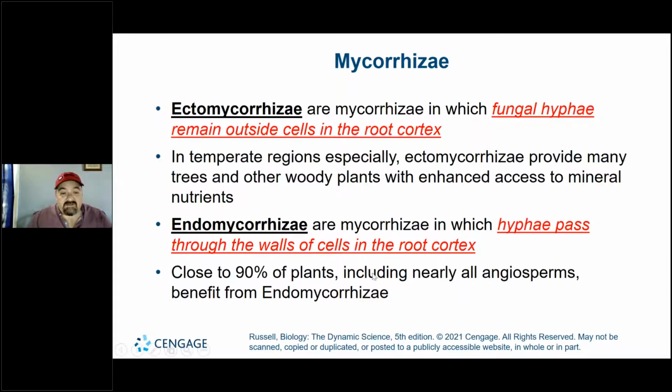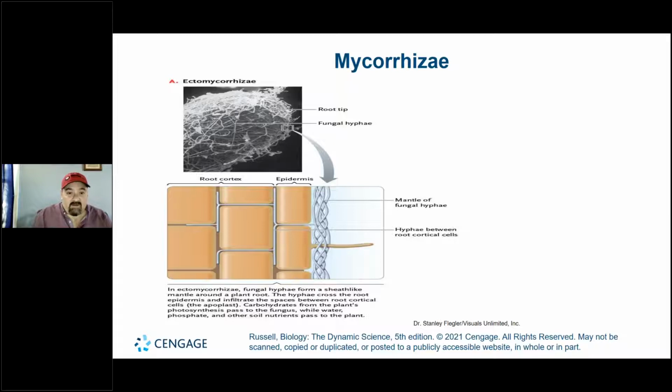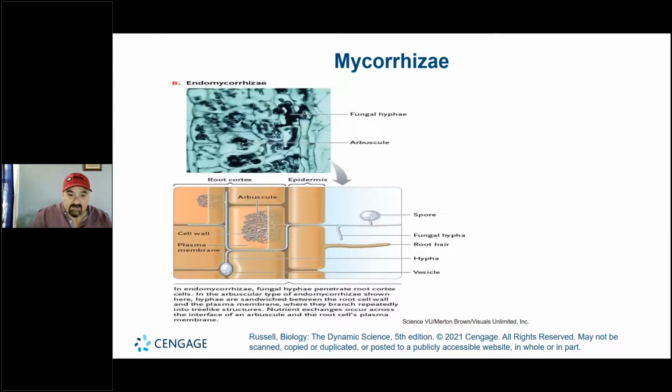Close to 90% of plants, including nearly all angiosperms, benefit from endomycorrhizae. The hyphae actually pass through the walls of the cells in the root cortex itself, in the roots themselves. So there is this healthy symbiotic relationship where both benefit. Here I provided images showing the ecto, and then the endo, see how there's a penetration within the cells of the root for the endomycorrhizae. Pretty cool stuff.